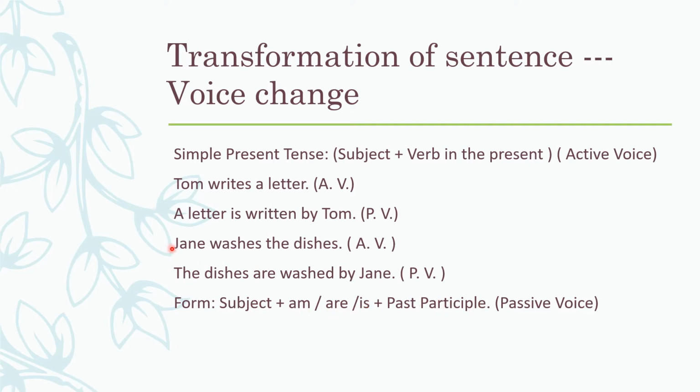The next example, Jane washes the dishes. This is in the active voice. In the passive voice, the object, the dishes, becomes the subject. The subject in the active voice becomes the object in the passive voice preceding by. Again, the be form in the present: am, are, is. You use are because the subject is plural. The dishes are washed. Washed is the past participle. The dishes are washed by Jane. So this is in the passive voice. Let's go through the form in the passive voice for simple present tense: subject, am, are, or is, plus the past participle.